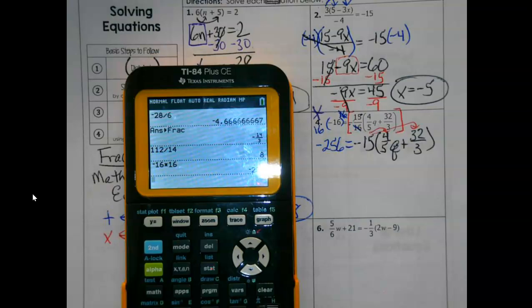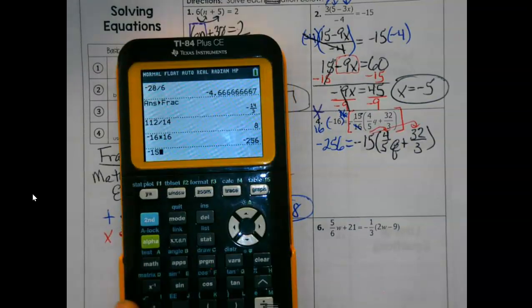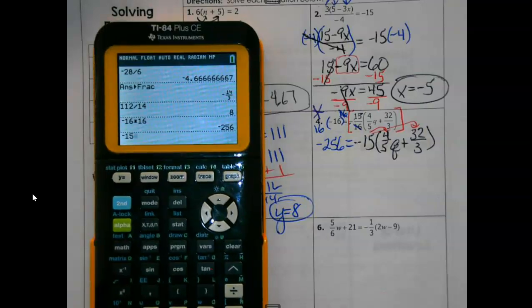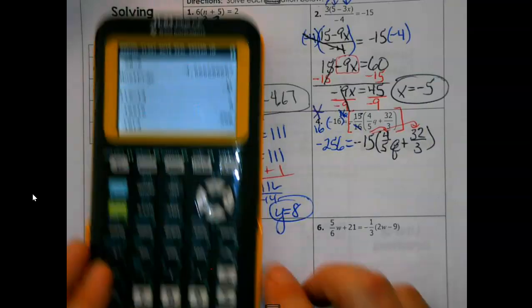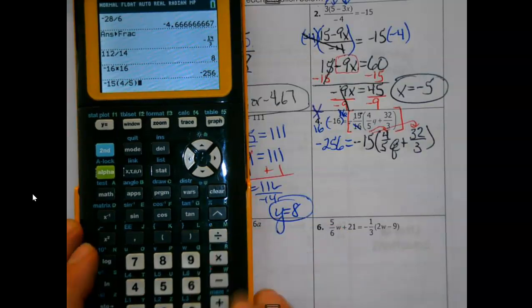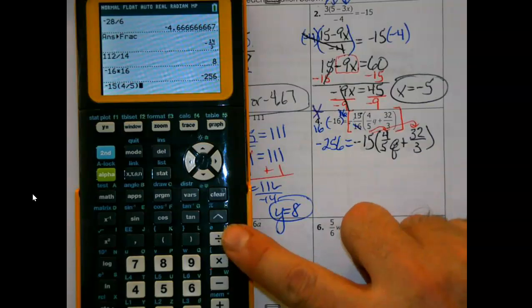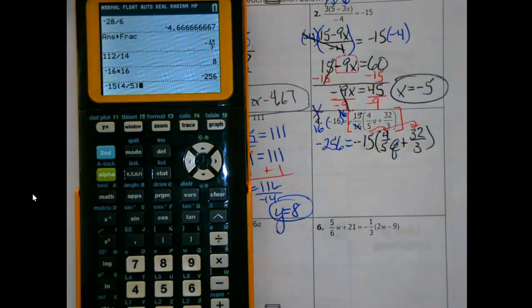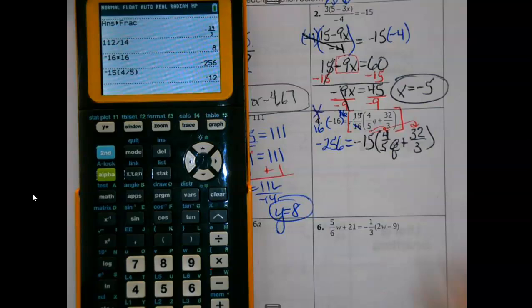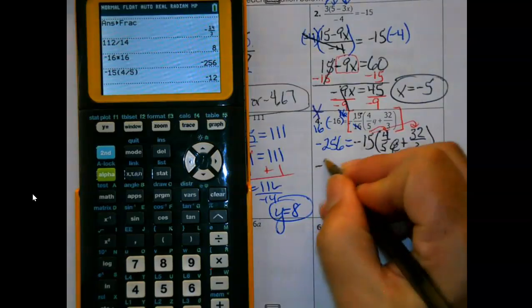Yes. So whenever we have fractions in here, in the calculator, we're going to put them in parentheses. So we're going to do 4 divided by 5. Okay? We do not have a set fraction button in here. We just use the divide button. So if I do that, that came out nice. So -12Q.